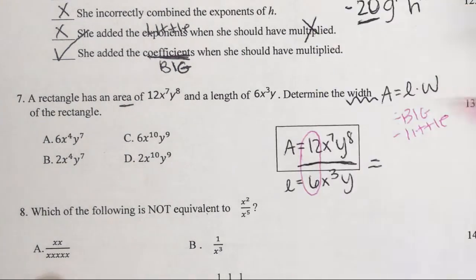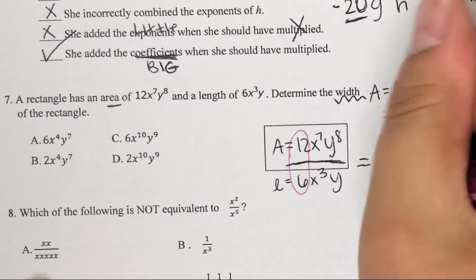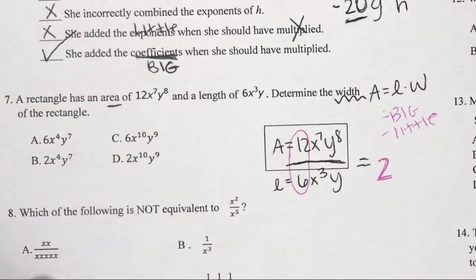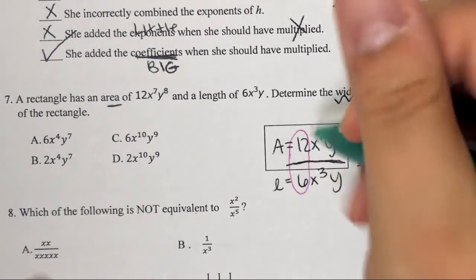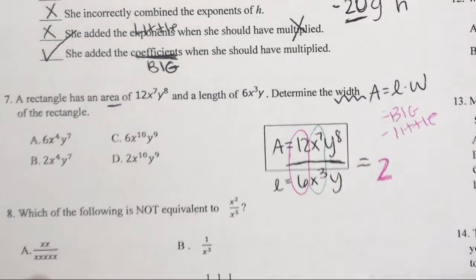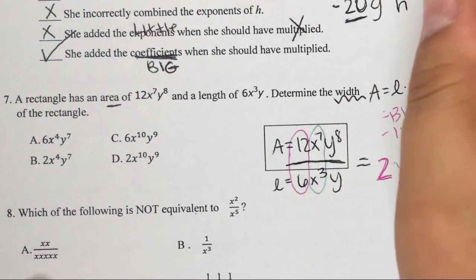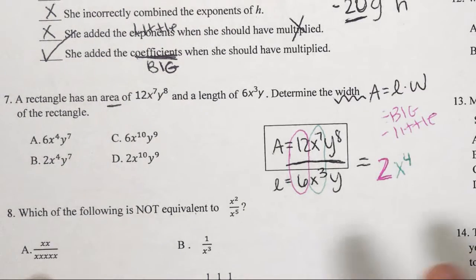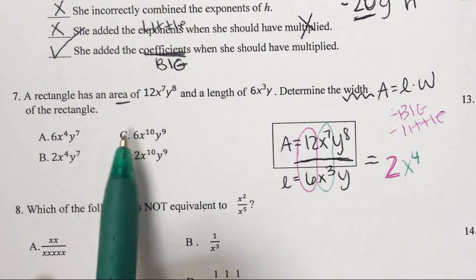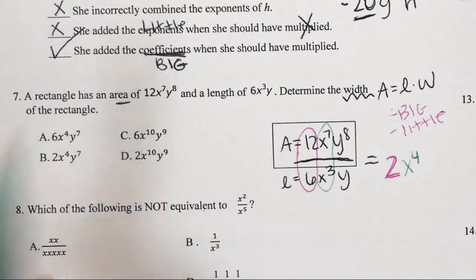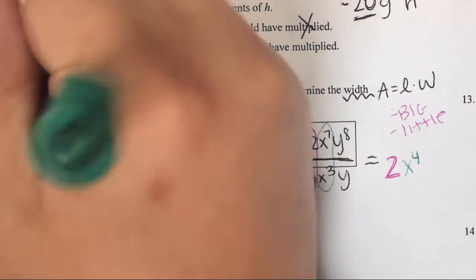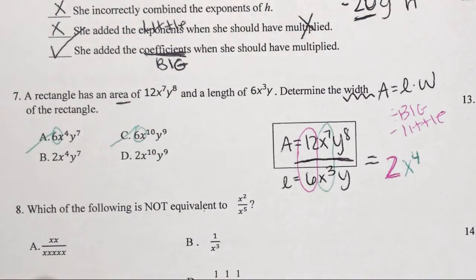I have 12 over 6, which is 2. Then I have x to the 7 over x to the 3. What's 7 minus 3? X to the 4. And hey, let's look at my answer choices. Can I eliminate A and C? Why? They have 6s. They're wrong. Can I eliminate anything else?